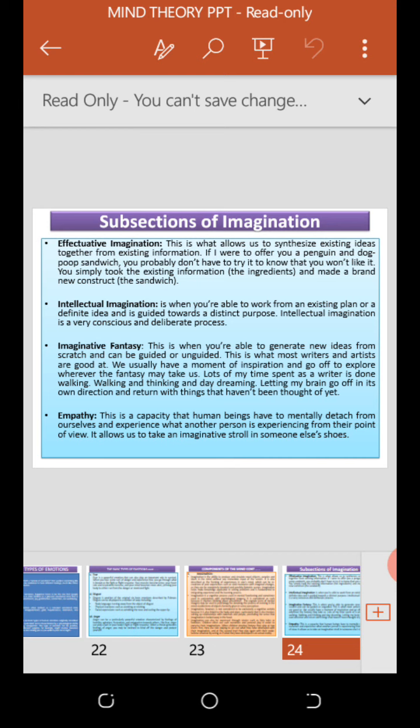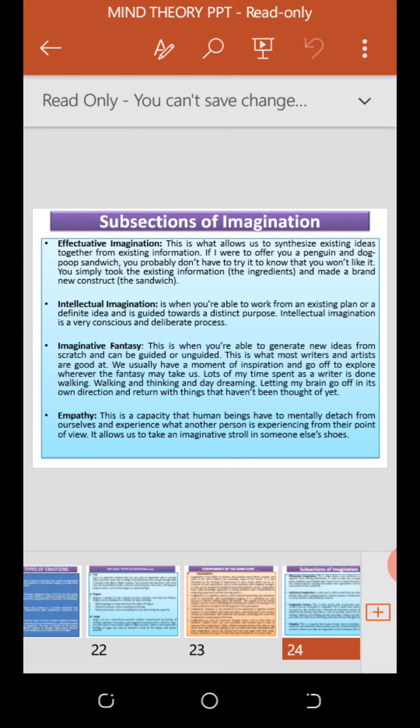that is the level of intellectual imagination. And the other one is called imaginative fantasy. Imaginative fantasy is a concept of generating new ideas from scratch. Nobody has taught you, nobody has tutored you, nobody has mentored you, but you generated the idea from scratch without anybody's idea. When you do that, what you have done is called imaginative fantasy.